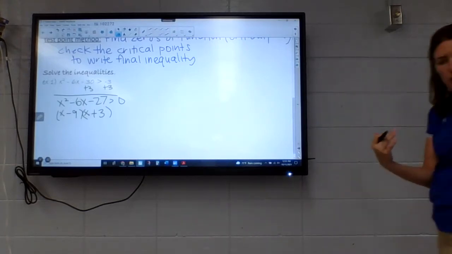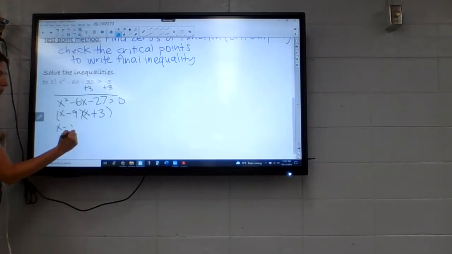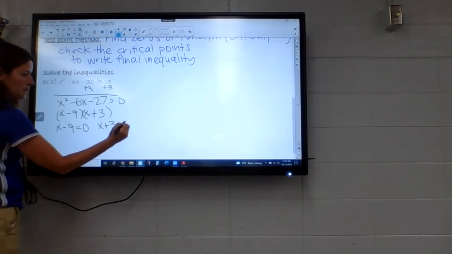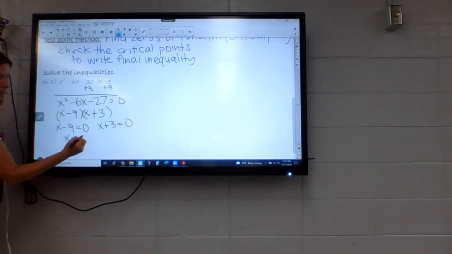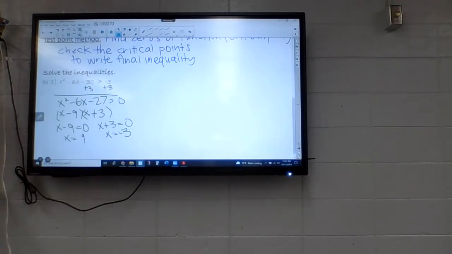So if I were to solve those, those would be what we're going to call our critical points. They're really important points in this example. So x is 9 and x is negative 3. These are not the solutions. These are the critical points. These are the points that basically make this equal 0. But I don't want it to equal 0. I want it to be greater than 0.